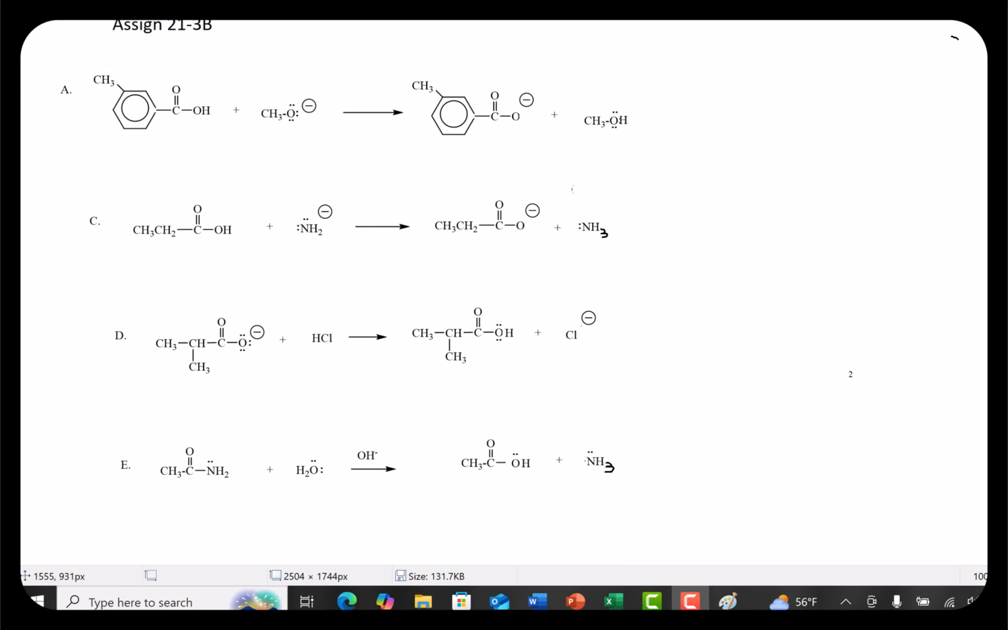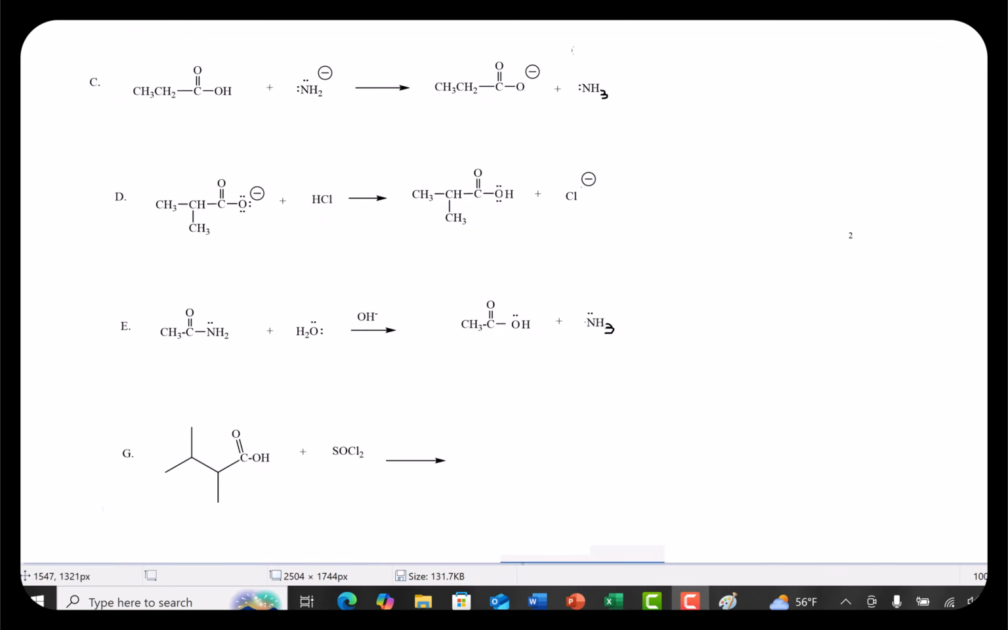All right, so applying the pattern, this looks like a type 2. The leaving group NH2 breaks off. It's going to bond to hydrogen from the water, produces NH3, the byproduct, and the OH from water is a nucleophile that goes ahead and attaches to the carbonyl group. So you get a carboxylic acid and ammonia as the products for this reaction.